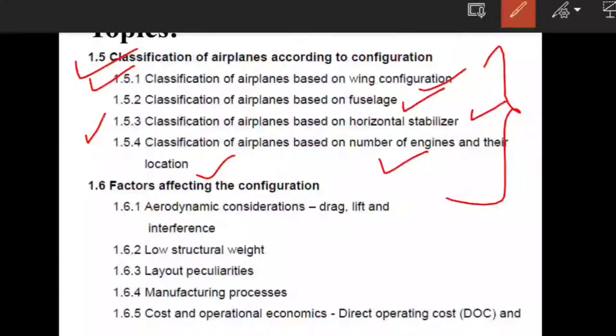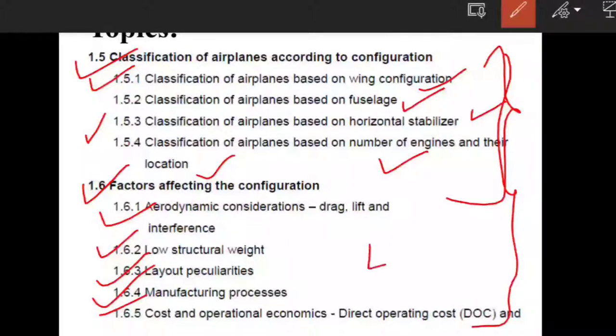And then the next one is 1.6, that is factors affecting the configuration. Overall, we know most of the things related to aircraft design at the initial level, but which factors affect the configuration, that is also important. In that case, we are going to see aerodynamic forces, that is aerodynamic consideration. Then low structural weight, then layout peculiarity, then manufacturing processes, and the last one is cost and operational economics. So guys, this is the full syllabus of the first chapter, introduction of aircraft design. This whole portion we are going to see in lecture 2.